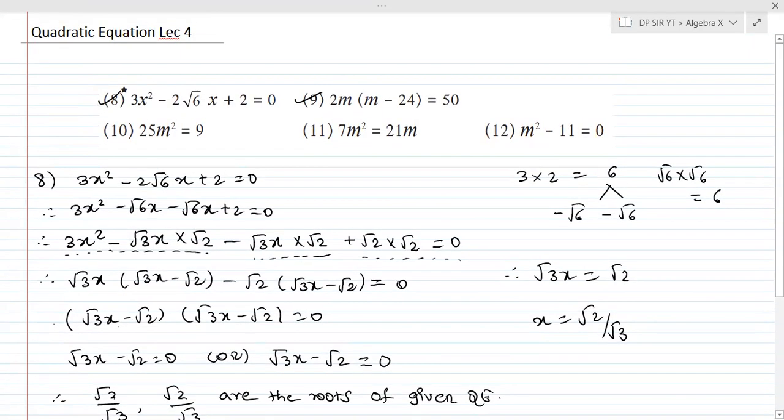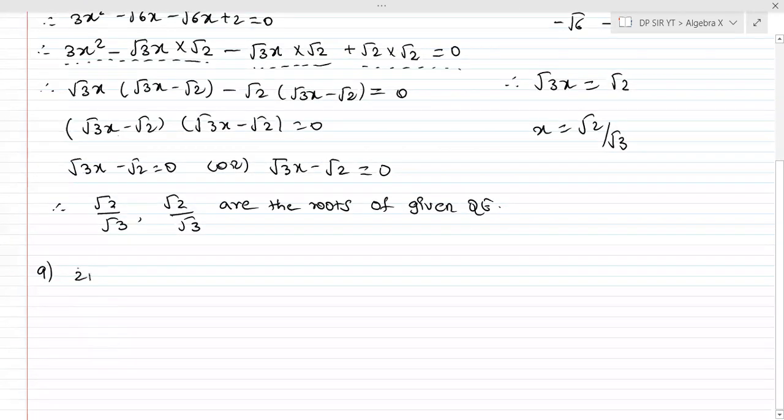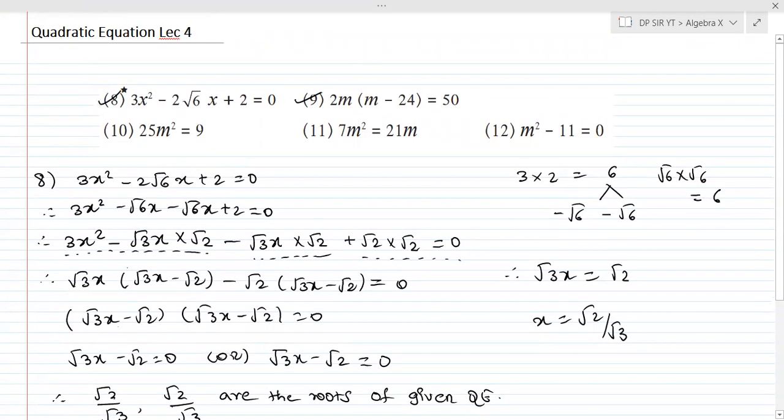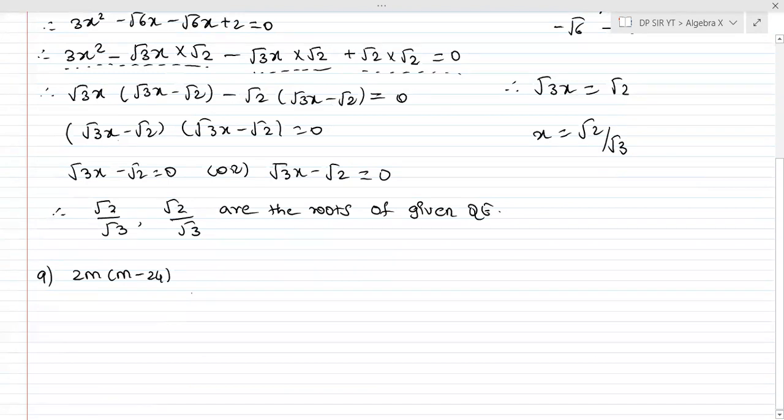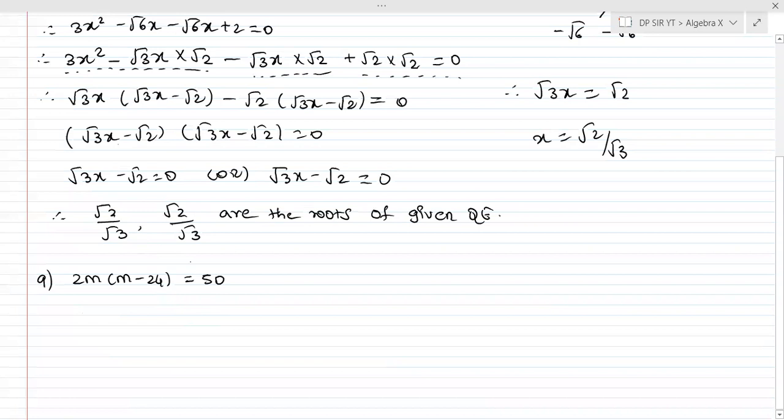What is the question? 2m into m minus 24 is equal to 50. So 2m into m minus 24 is equal to 50. Okay, now just bring it in the standard form. So here it's going to be, therefore, 2m square minus 48m minus 50 is equal to 0.